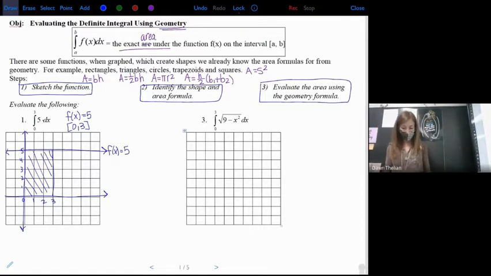And we look at this and say, hey, it's just a big rectangle. We can count the boxes: the base is 3 and the height is 5. So our integral is base times height. The integral from 0 to 3 of 5 dx is 5 times 3, or 15. Easy peasy.